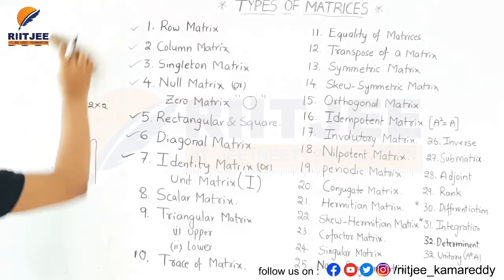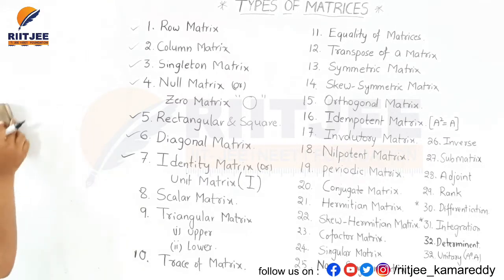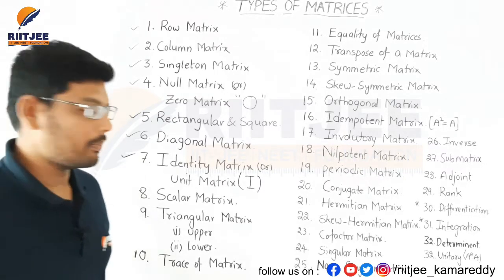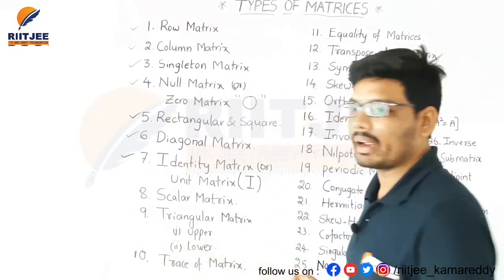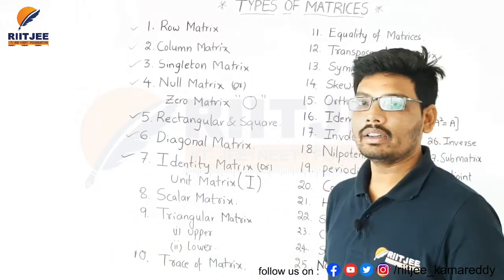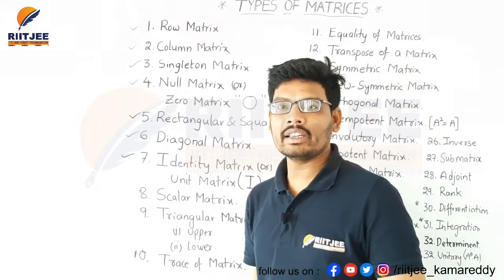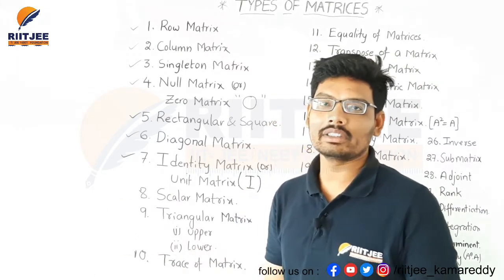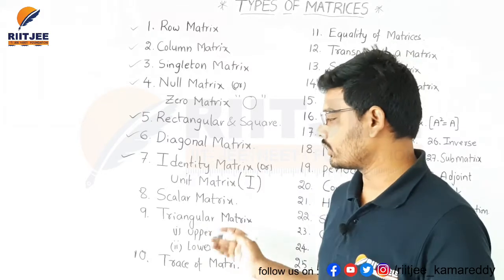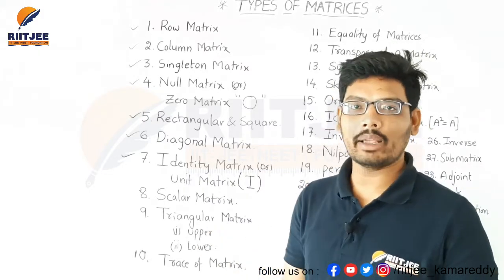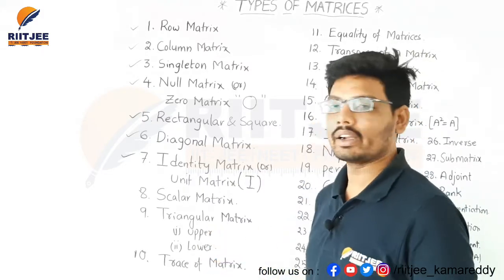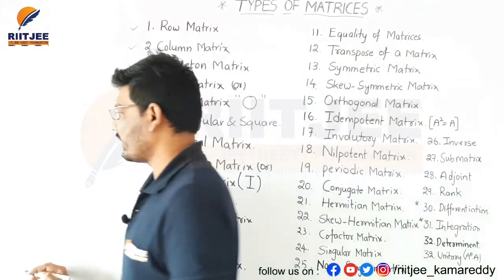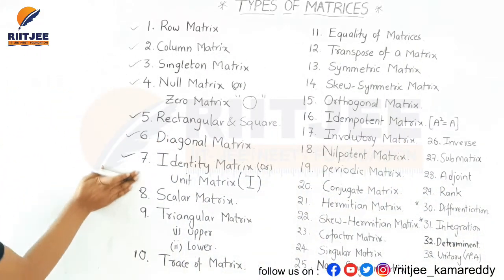Now, the next type of matrix is the triangular matrix. A triangular matrix is nothing but one where the elements above the principal diagonal are non-zero numbers and the elements below the principal diagonal are zeros. There are two types: upper triangular matrix and lower triangular matrix. Let us see an example of a triangular matrix here.